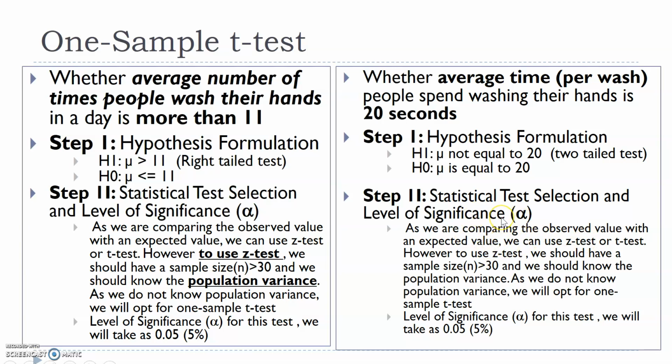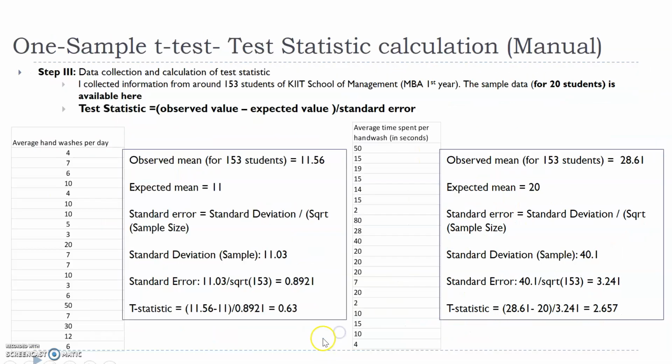Second factor is the level of significance, alpha. Most of the time we use alpha as 5% or 0.05. Other values like 1% and 10% can be used if that is specified in your research objective. So let's jump into the calculation part.